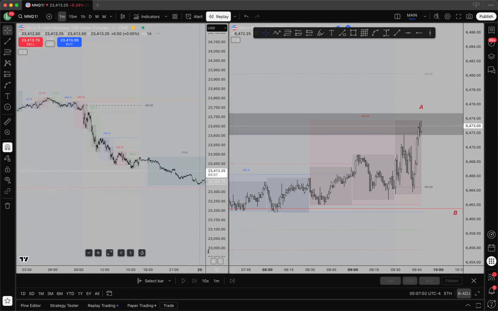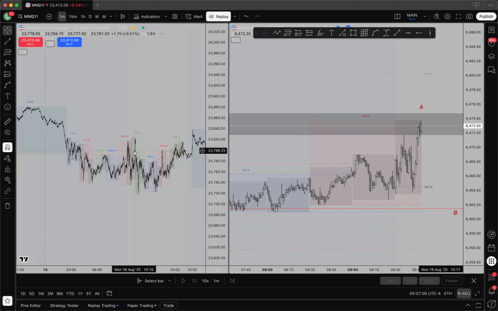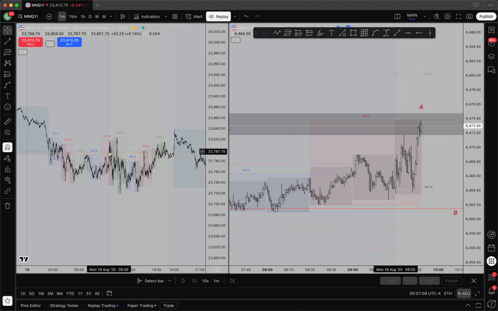My Wi-Fi is terrible at the minute, so it's taking a while to load things, which is alright. So if we find the accumulation range just here.